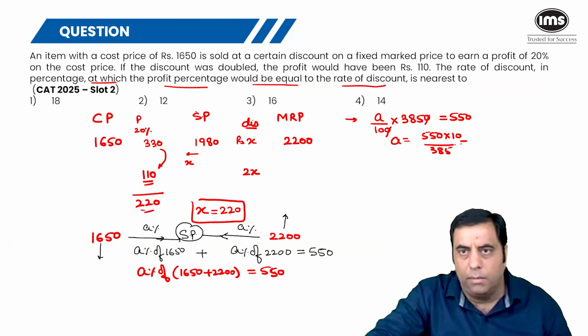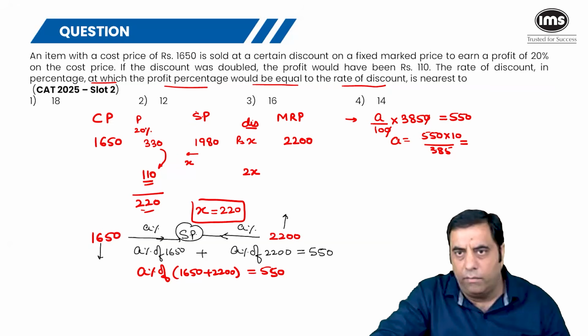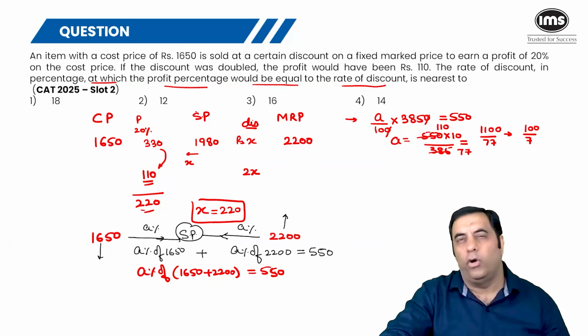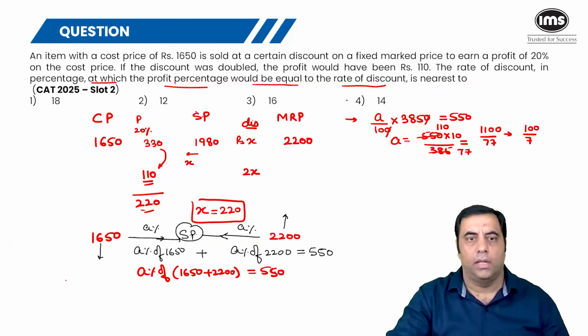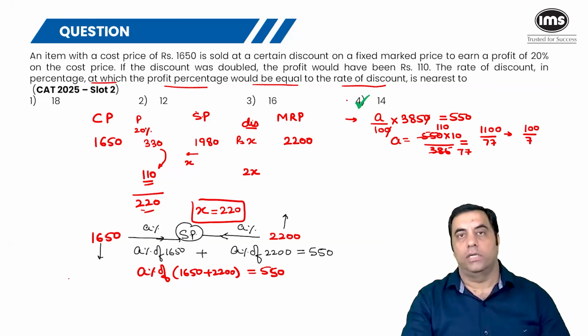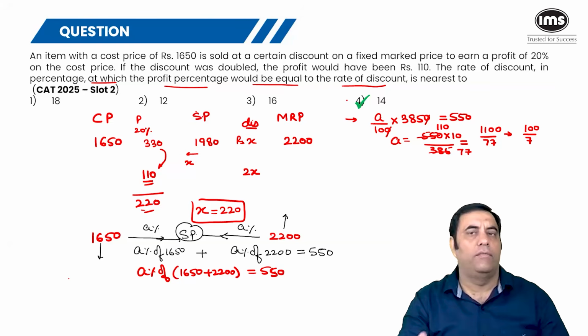And then if you further simplify that by dividing it by 5, 5 sevens are 35, again 5 sevens are 35, and this will become 110. And then it will be 110 into 10, that is 1100 upon 77, which can further be divided by 11, which is going to be 100 upon 7, which is 14.28%. And hence, my answer for this question is nearest to 14.28%. Now, this is a slightly shorter way of doing it.